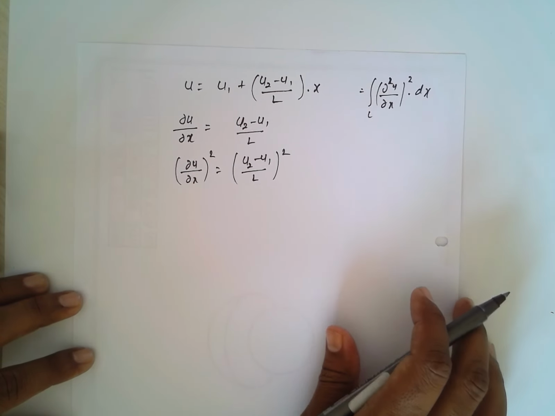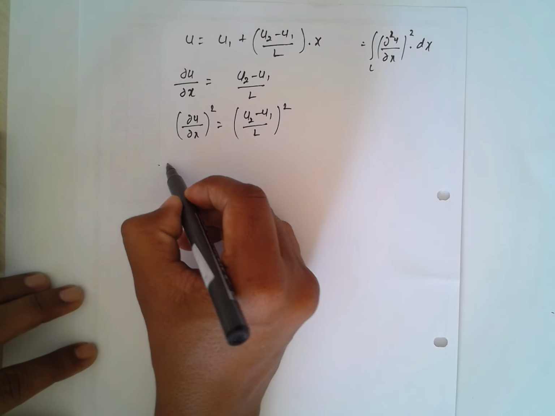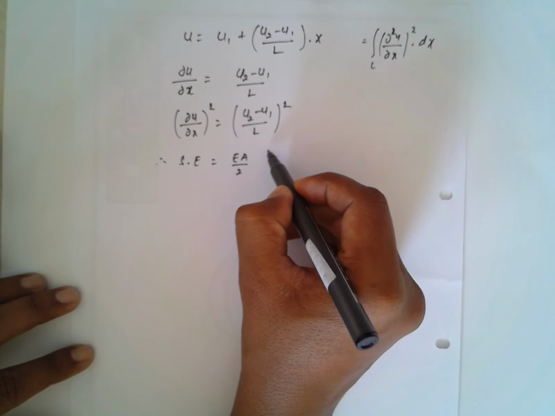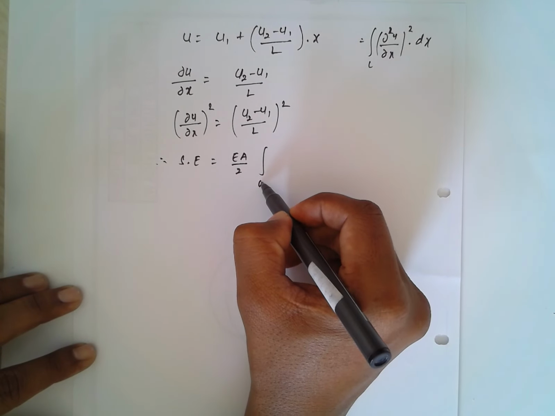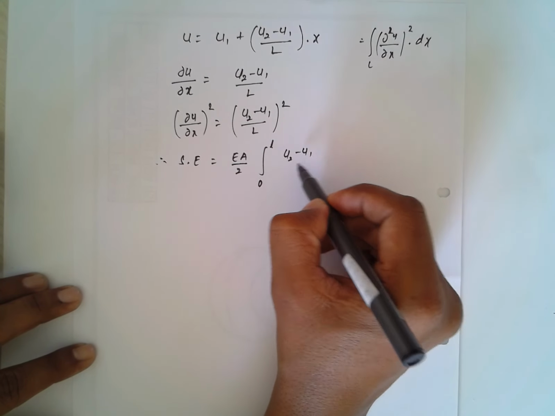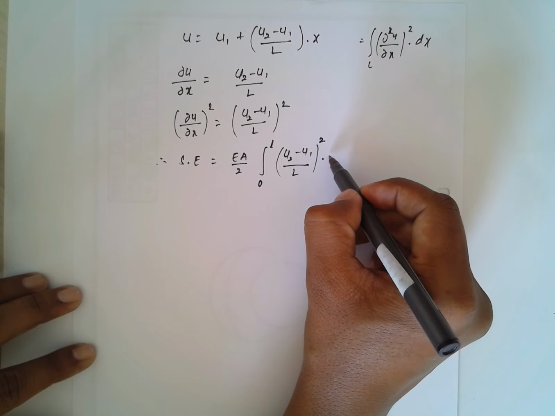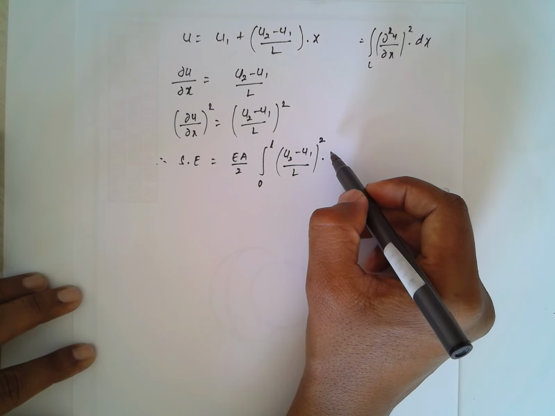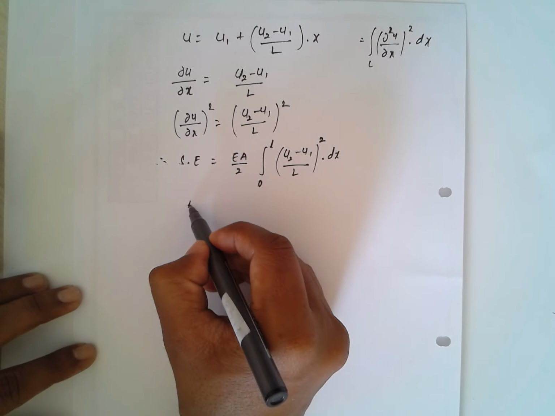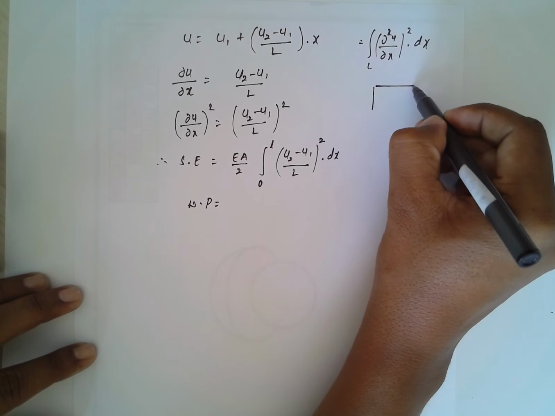Since we know this is the strain energy, the strain energy equation can now be represented as EA by 2 over the length. The length will be varying from 0 to L, so dou u by dou x is u2 minus u1 divided by L whole square into dx. This is the strain energy, and then the work potential.